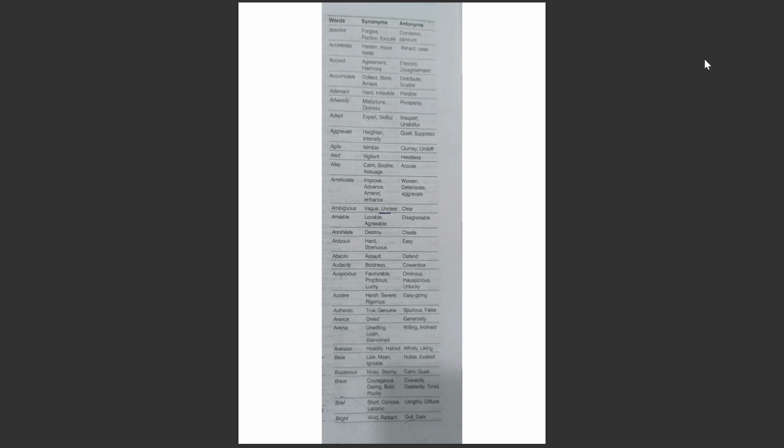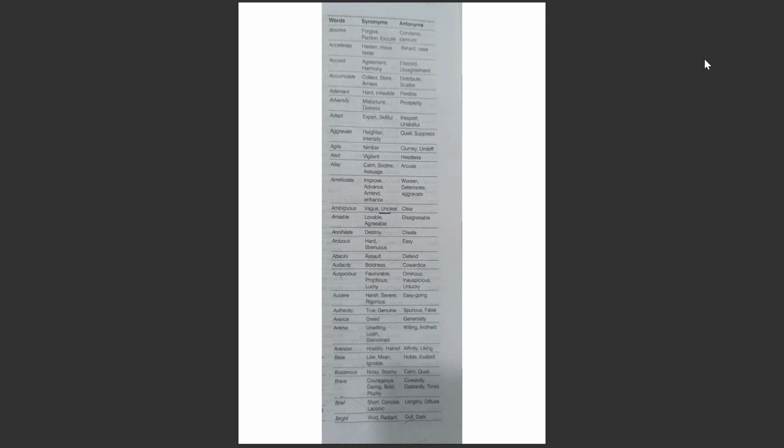Next word is alert. Alert is someone who is very mindful of themselves as well as their surroundings. जो बहुत चौकन्ना रहता हो. Alert का मतलब होता है चौकन्ना रहना. जो बहुत चौकन्ना रहता है उसको कहते हैं alert. He is very alert. He's an alert individual. That is what alert means.